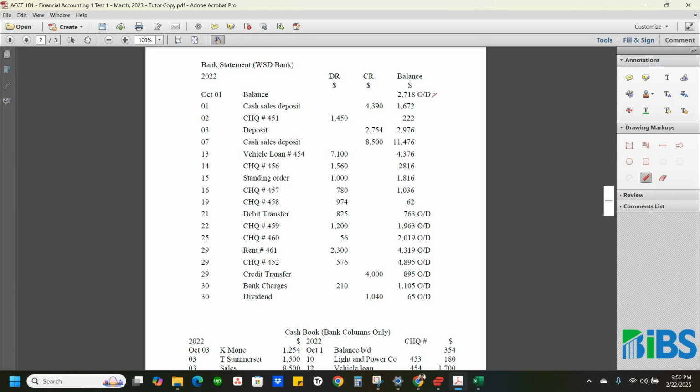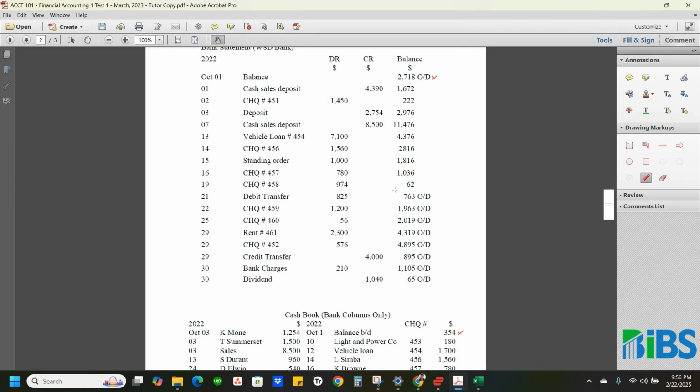All right, so let's get started. So I'm going to put an X just here. You don't need to do this, but I like to just know where all my errors are. So when I come across the errors, I'm just going to put an X next to them so that I know that I need to go and do some type of adjustment there. So it says on October 1, we have cash sales deposit for $4,390. So this is on our bank statement on the credit side.